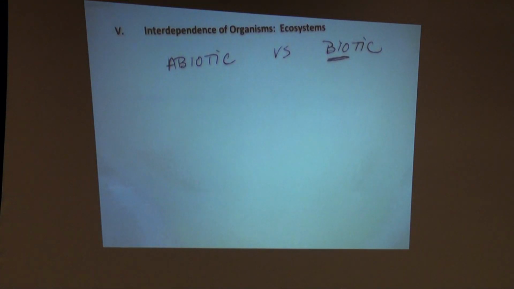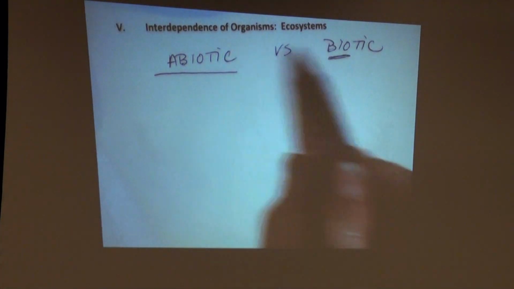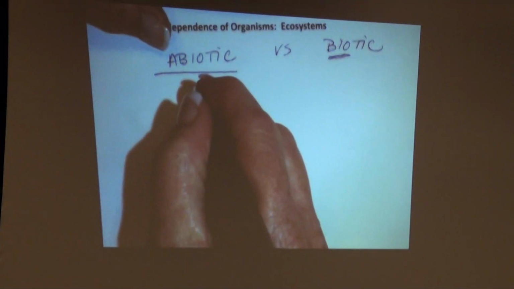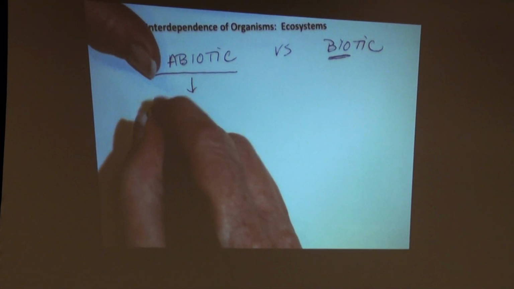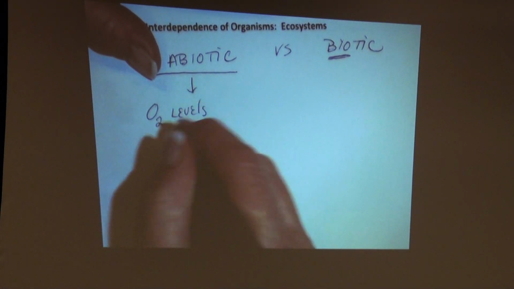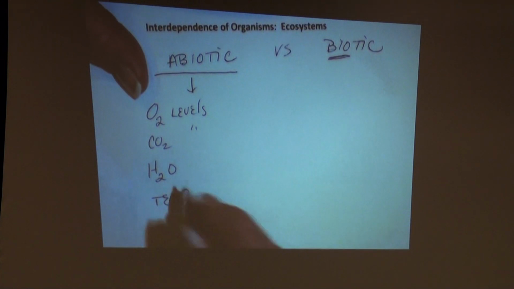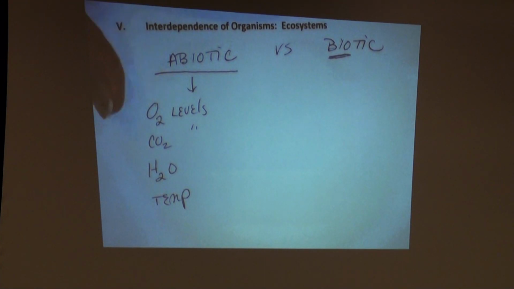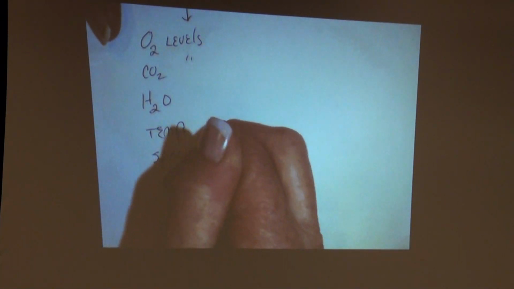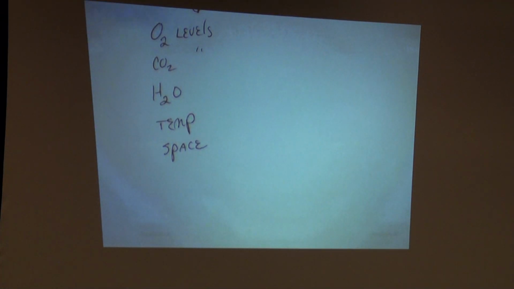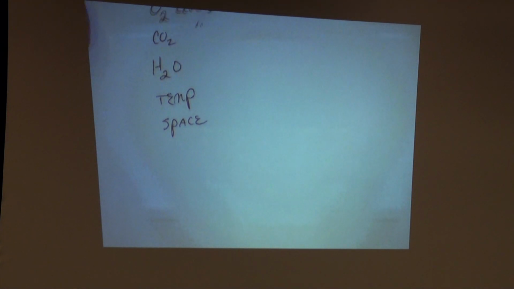Abiotic versus what? Biotic. Bio means living. Put an A in front of it, what? Okay, here we go. An ecosystem has these two components. Abiotic factors: oxygen levels, CO2 levels, amount of water, temperature, space. Will animals fight over space? Will plants fight over space? Yeah. Okay. All right. And we'll come up with more as we go.